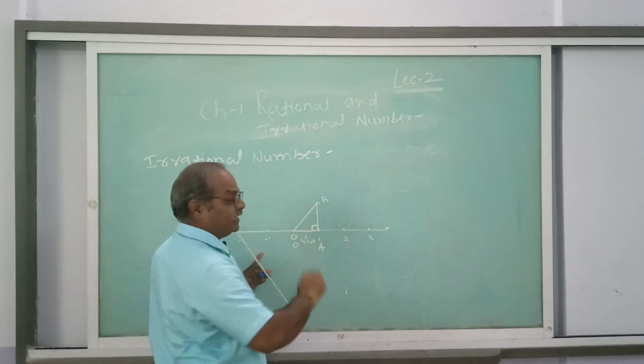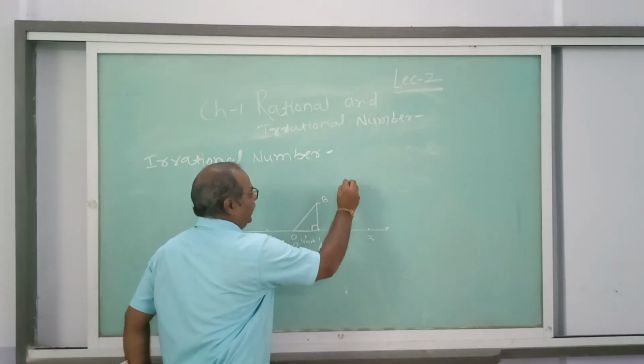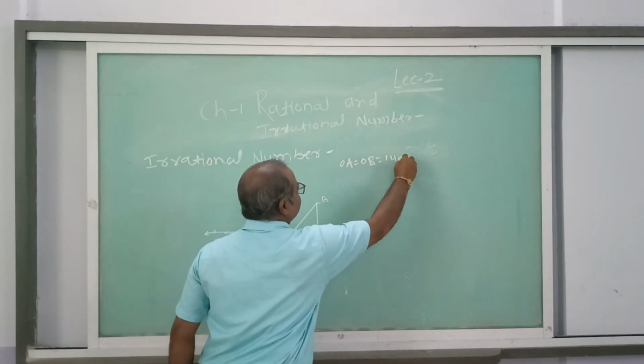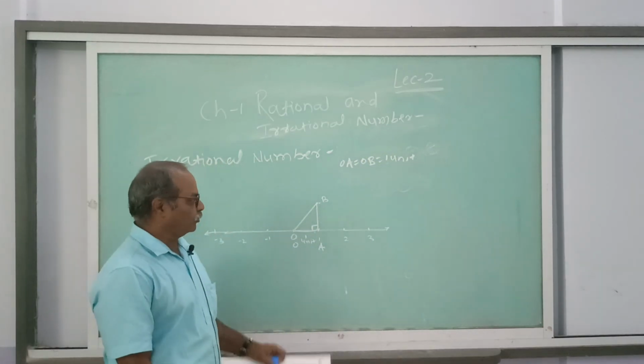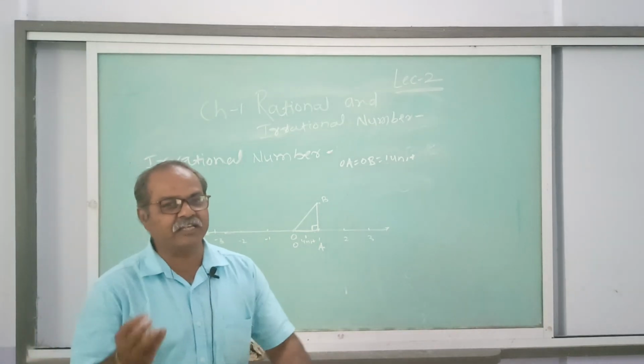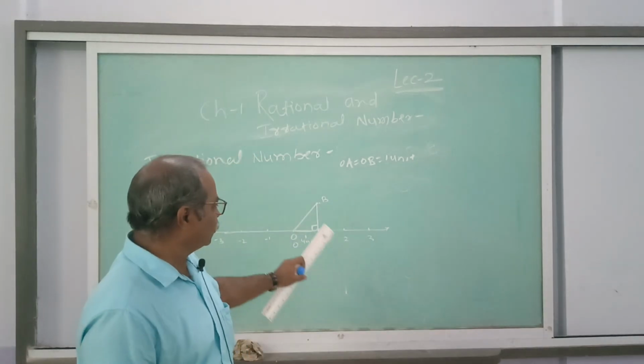Now I get the right angle triangle. Here OA is equal to OB. I write OA is equal to OB is equal to 1 unit. So there is a right angle. I want to find the length of OB. So OB is the hypotenuse. So by using the Pythagoras theorem, I find OB.